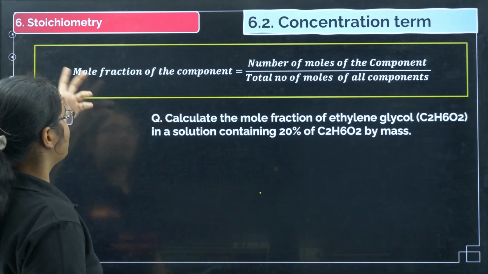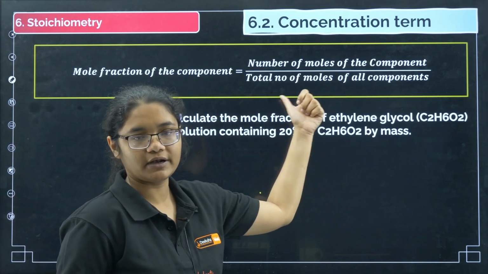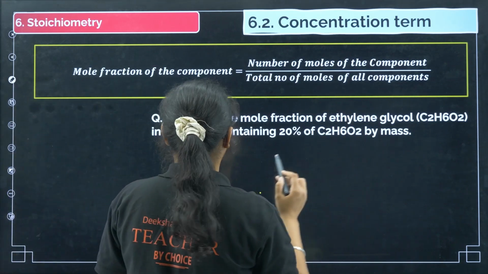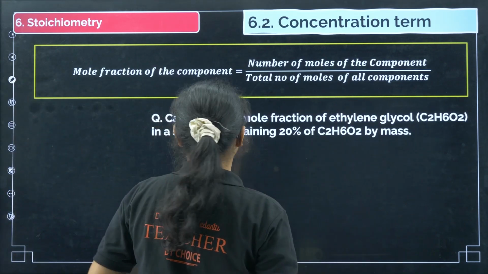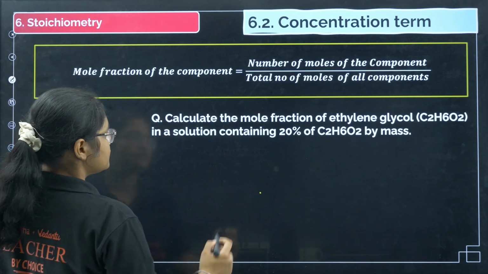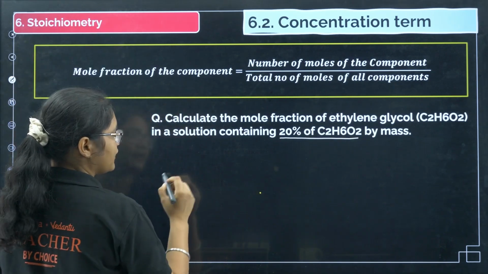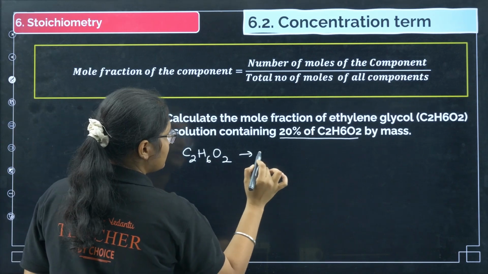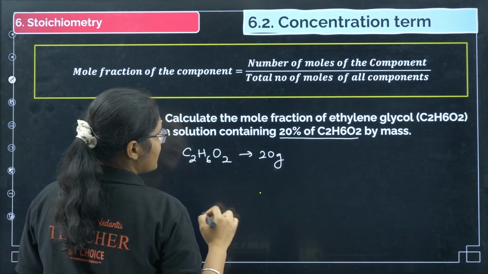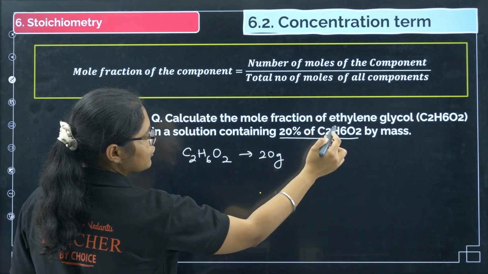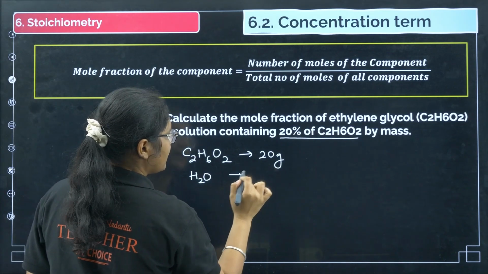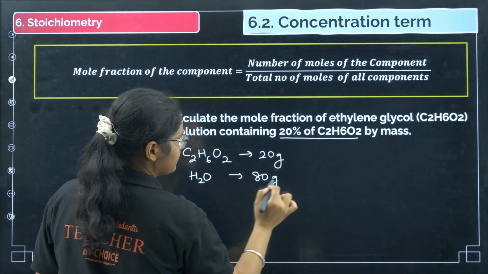Now how to calculate mole fraction? Number of moles of the component divided by the total number of moles. So for example, you have ethylene glycol. 20% of ethylene glycol is present, right? So 20% of ethylene glycol means C2H6O2, that is 20 grams, okay? And you have it in water. So what will be the mass of water? You have 20, this means 80 grams, right?